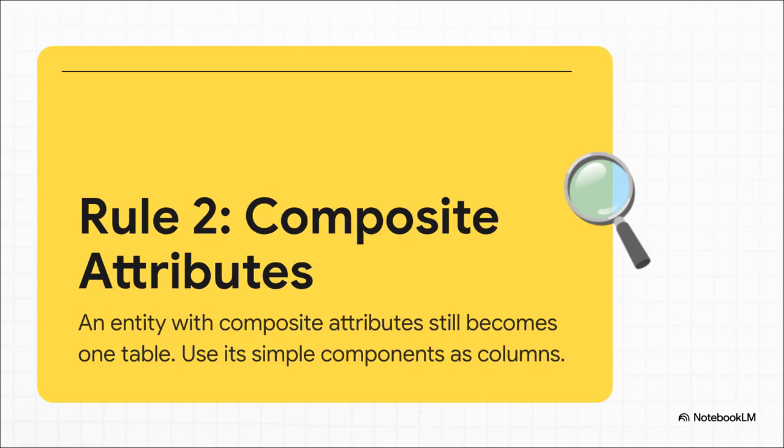So what if you have a composite attribute, say an address that's made up of a street, a city, and a zip code? Does that mean more tables? Nope. It's still just one table. We flatten it. The address attribute itself goes away, and its smaller parts, street, city, zip, they just become their own individual columns in the table.